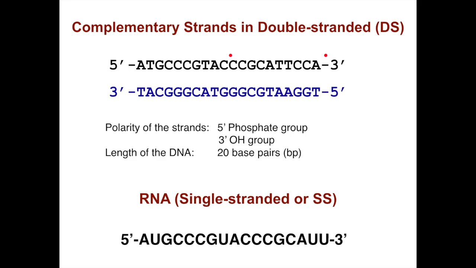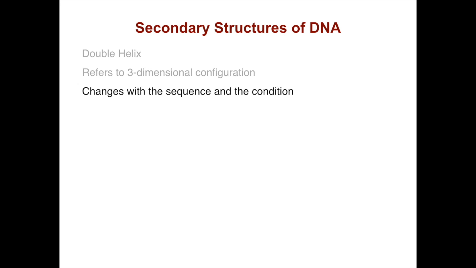And RNA is single-stranded under most circumstances, and this is the form it needs to be in for proper translation to occur. DNA can also assume multiple secondary structures, the most famous of which is the double helix, and it refers to its three-dimensional configuration. And these secondary structures can change with sequence and condition, and also from the regulation of histones and other things like that.